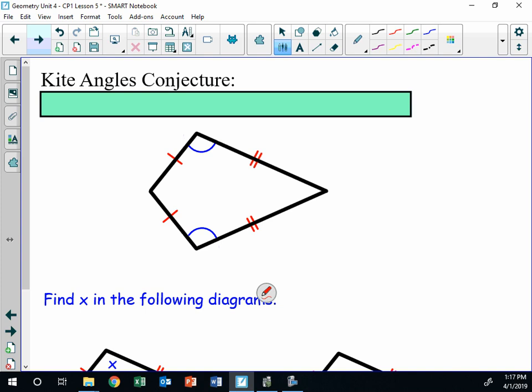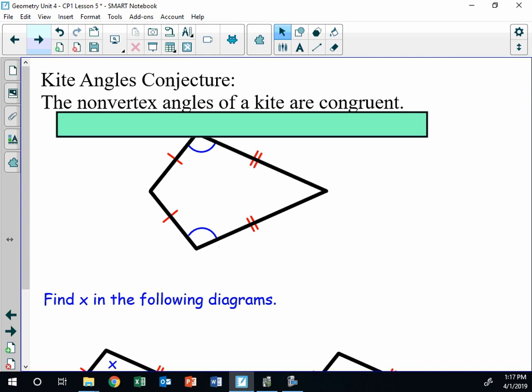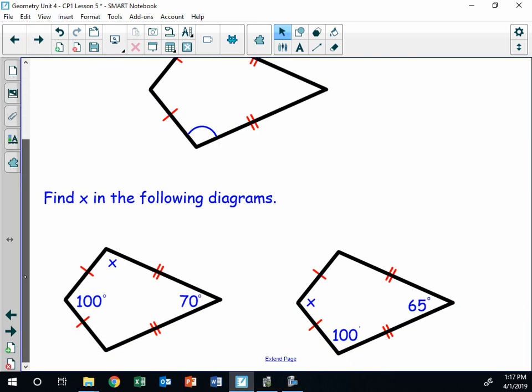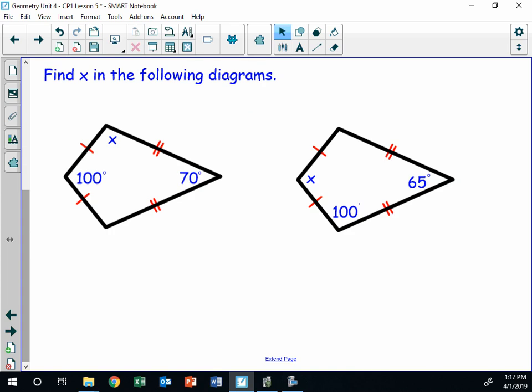So now, looking at the kite angles conjecture, and that's what we talked about on that last page. The non-vertex angles of a kite are congruent. And this does work for all kites overall. So now we can use that idea to solve for problems.